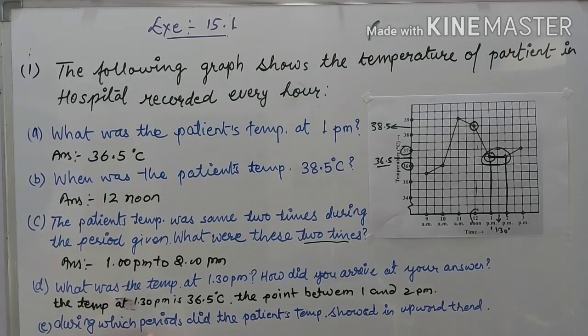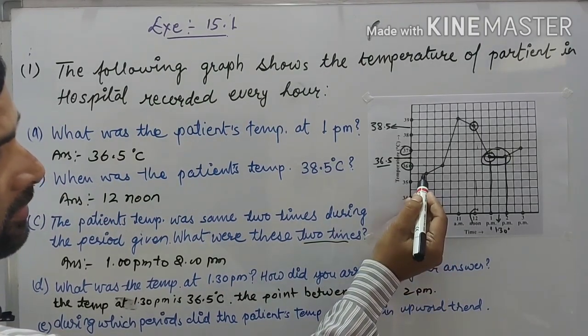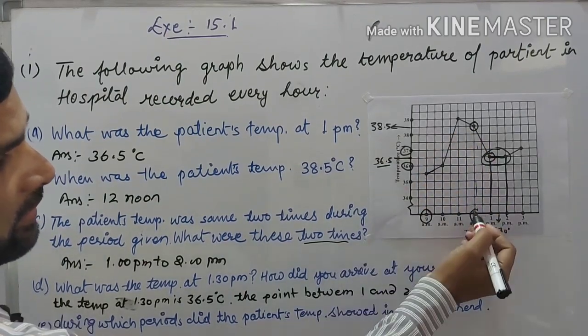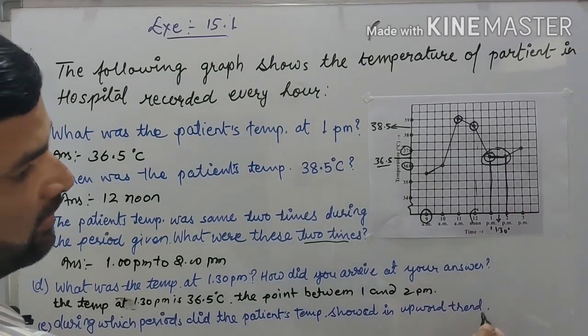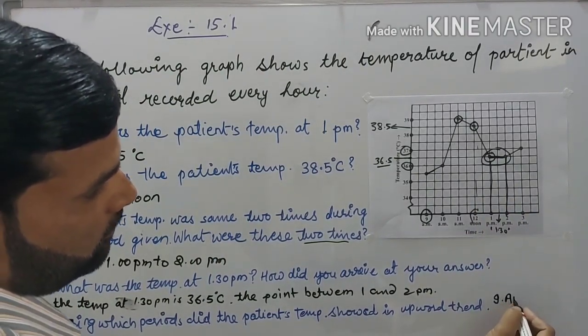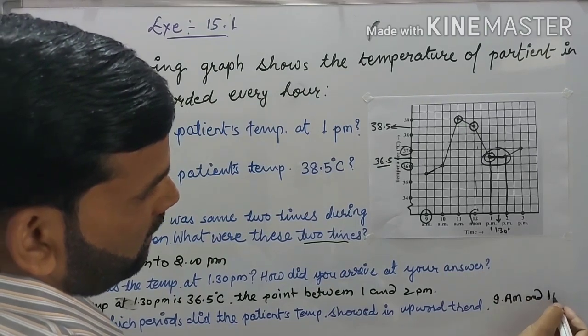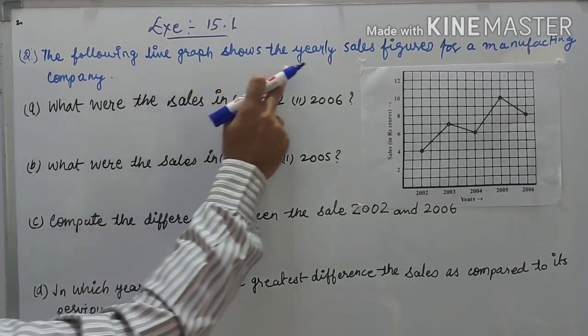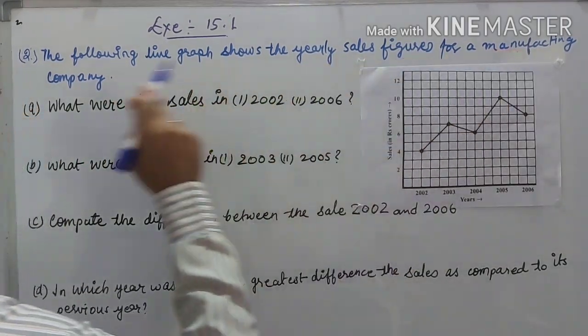Okay, and the fifth question: during which period did the patient's temperature show an upward trend? So at which time will the temperature go up? First it is constant and then it goes up. The first time is 9 a.m. and the last is 11 a.m. at the highest temperature. The answer is 9 a.m. and 11 a.m.